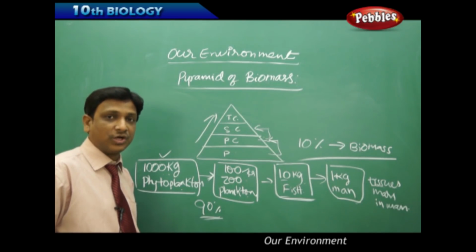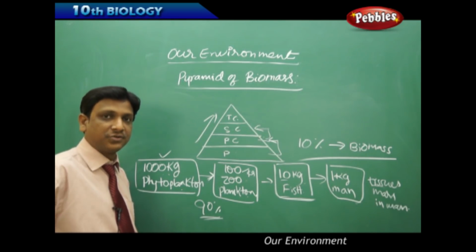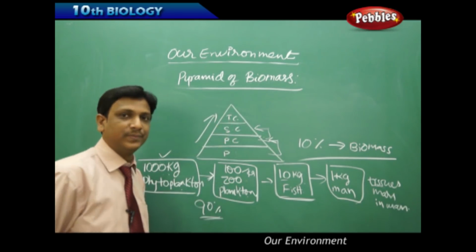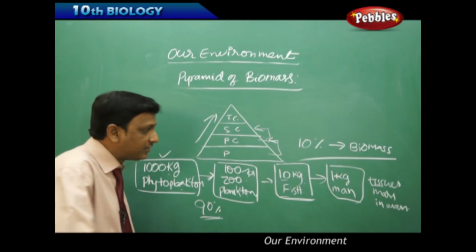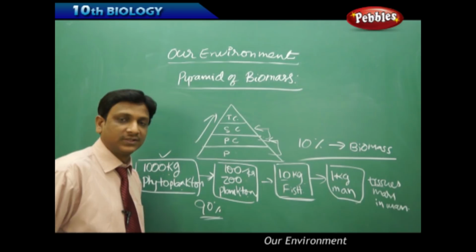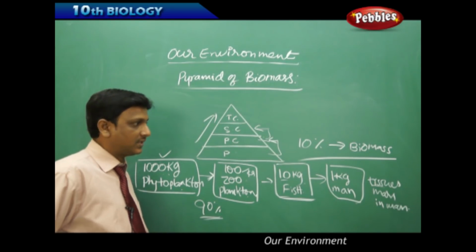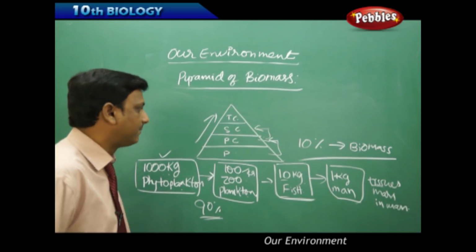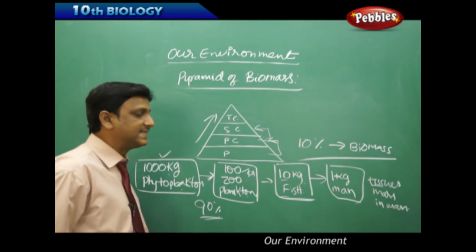So if the top level organism has to get a good amount of biomass, then the number of steps should be less. Then the number of intermediate organisms should be less. If the food chain is very short, having only 2 or 3 members, then the top member will get more amount of biomass. That can be understood by looking at this relation.